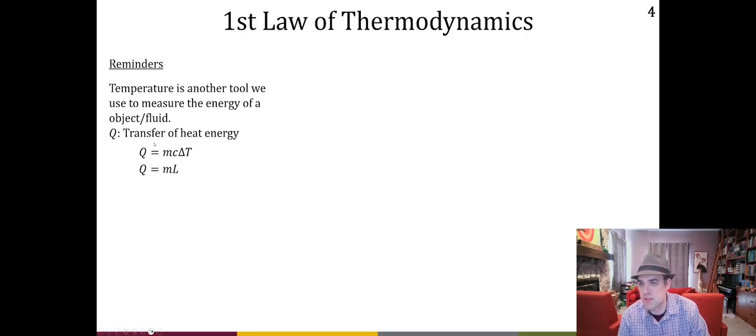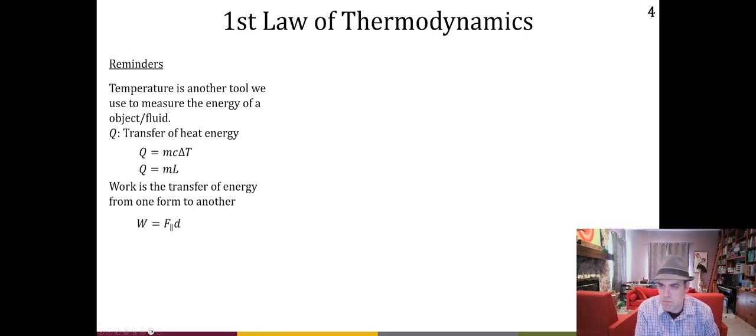Q equals mc delta T. This is when you're heating or cooling an object outside of its transition zones, so you're not making it into a gas or into a solid. And then Q equals mL. This is when you're going through a phase change, so liquid to solid, liquid to gas, and so on. Also, work is the transfer of energy from one form to another. Work is force parallel times the distance that the object travels.